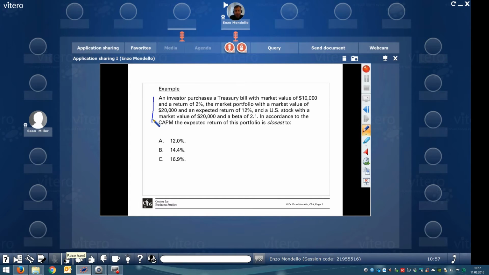In accordance with the CAPM, the capital asset pricing model, the expected return of this portfolio is closest to... Well, to calculate the expected return in accordance with the capital asset pricing model, the expected return equals the risk-free rate. Then we have to add to the risk-free rate the risk premium. The risk premium consists of the market risk premium, so that's the difference between the expected return of the stock market and the risk-free rate. And this market risk premium will be multiplied then with the beta.